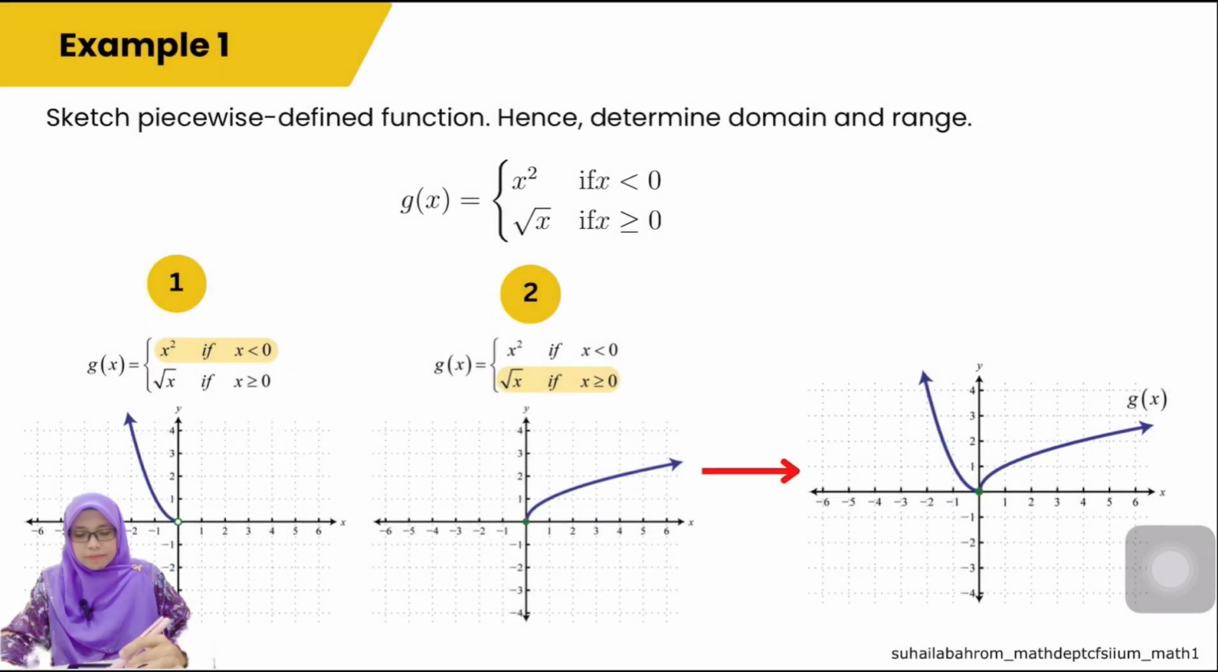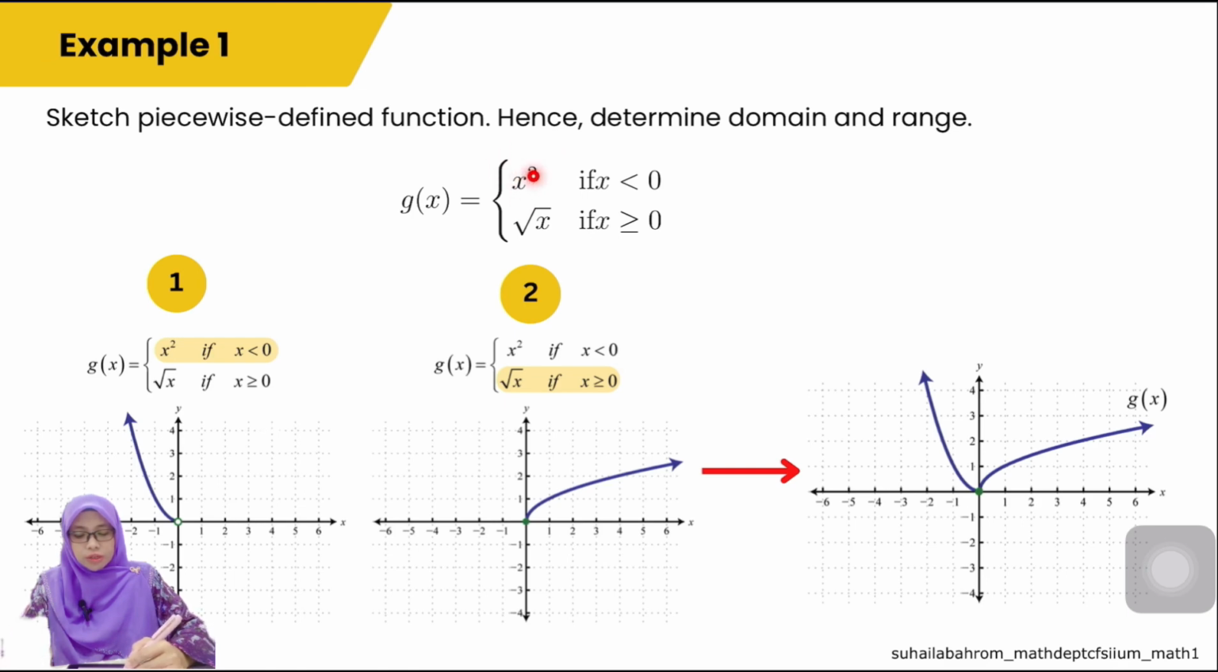Let's look at the example here. Sketch the piecewise defined function and determine its domain and range. So what is the meaning of a piecewise defined function? It is when we have more than one equation in a function. In this case, our function is defined as g(x), so we have more than one equation.